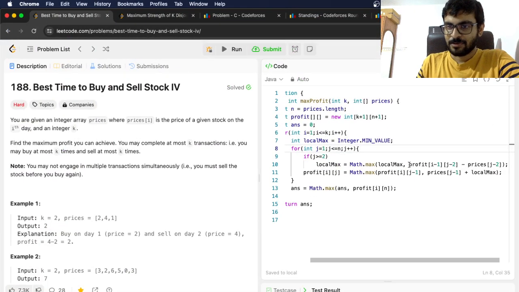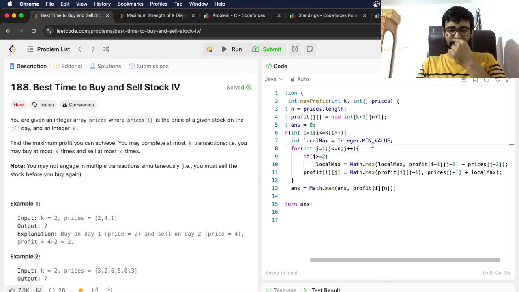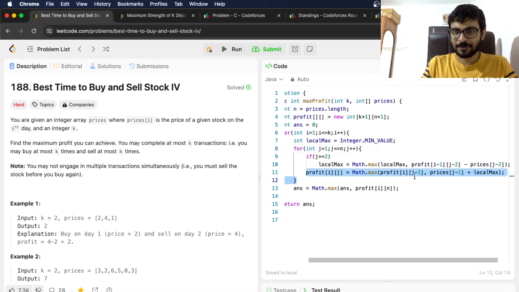Yeah. Profit of i minus 1, j minus 2 minus prices j minus 2. I'm doing the exact thing, and these are some sanity checks I'm doing so that I don't face a difficult situation. You can try without this kind of sanity checks as well. You can see what you get. Depends on how you have initialized, etc. So yeah. Finally, this is the kind of relation.